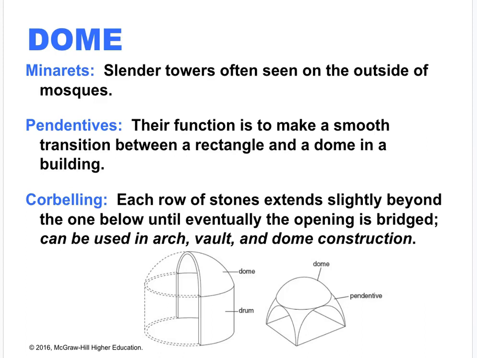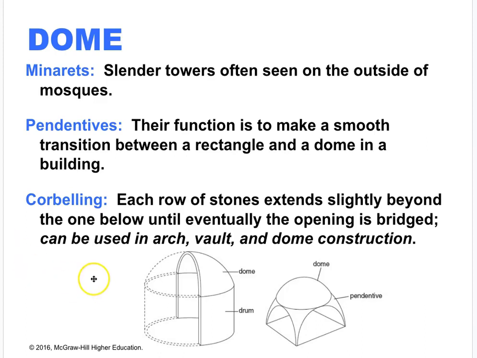Okay, and then a little more on the dome. Minarets are slender towers often seen on the outside of mosques. Pendentives, their function is to make a smooth transition between a rectangle and a dome in a building. And corbelling, each row of stones extends slightly beyond the one below until eventually the opening is bridged and can be used in arch, vault, and dome constructions.